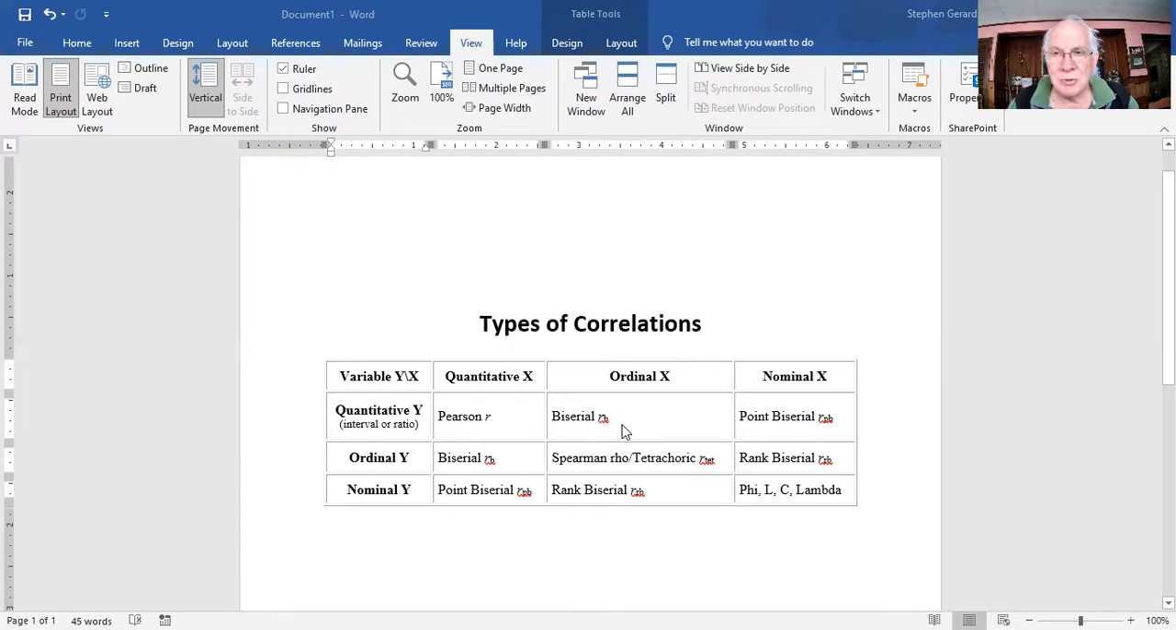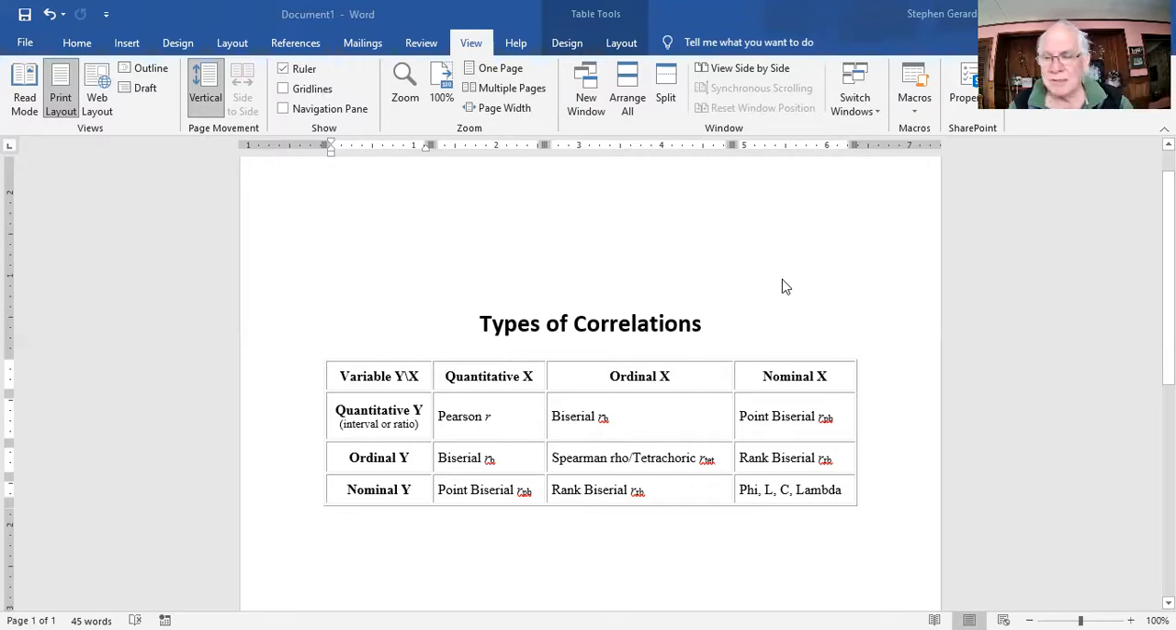Let me give you an example. What would be a situation where you want to do quantitative with ordinal? Suppose I wanted to correlate your current income, which is quantitative data, with your class rank in high school when you graduated. That's ordinal data. If I wanted to develop a correlation between those two things, I would use a biserial correlation as opposed to a Pearson's R.